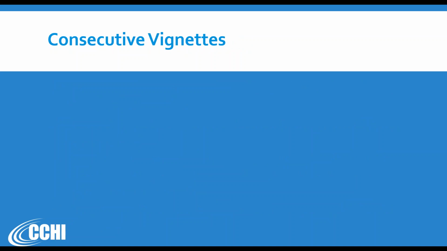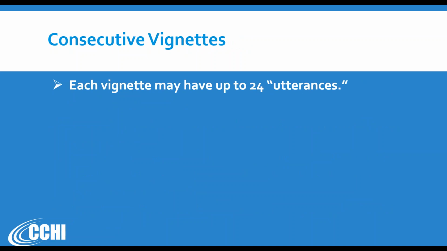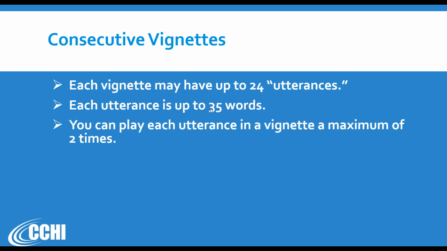Now let's talk about consecutive. A consecutive vignette is a dialogue which can have up to 24 utterances, usually somewhere around 18 utterances. An utterance is a turn of speech by one speaker, right? It could be, hi, my name is Dr. Smith. How are you today, Ms. Hernandez? Each utterance is up to 35 words. So some are shorter, some are longer. There are no utterances that are over 35 words. And you're allowed to take notes, so keep that in mind.